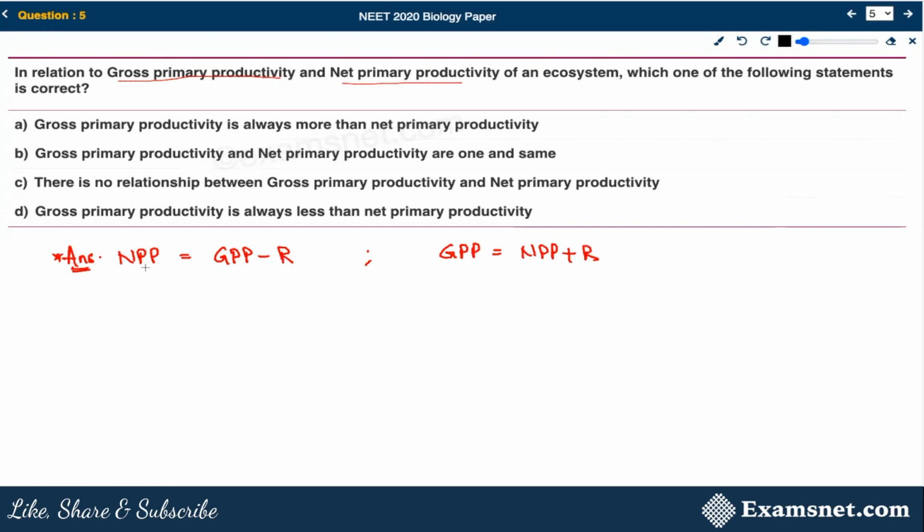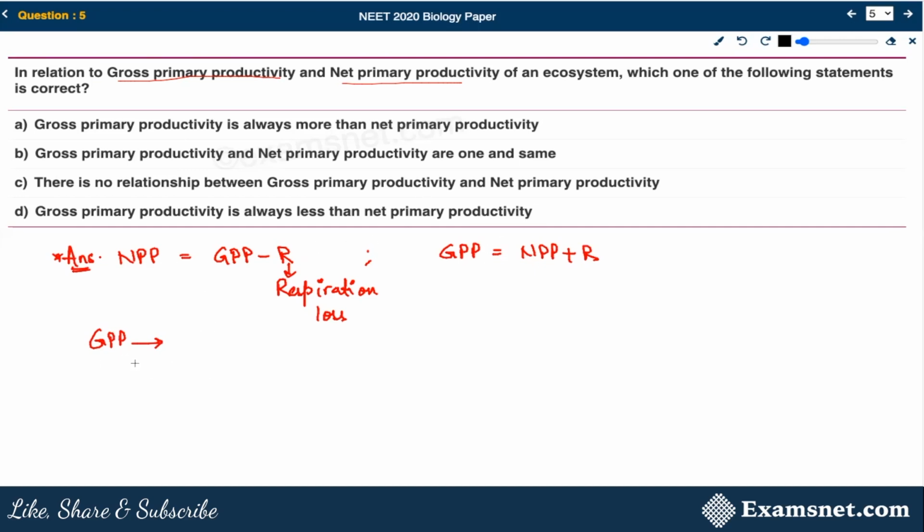So basically NPP is your gross primary productivity minus respiration losses, where R stands for respiration losses. Net primary productivity is the actual amount of productivity which is available for consumption to the consumers, or the herbivores. And GPP, the gross primary productivity, is the total amount of photosynthetic product which is produced by the producers.